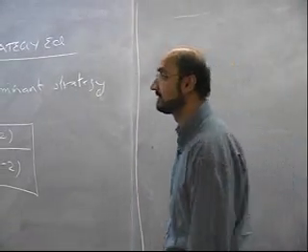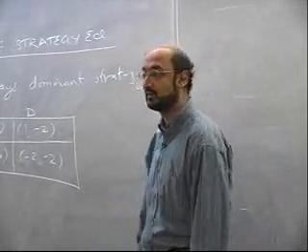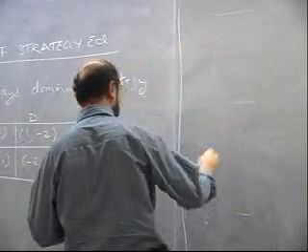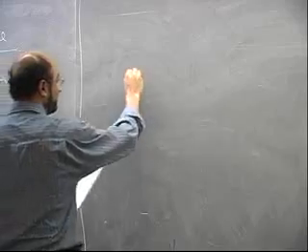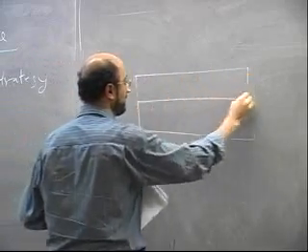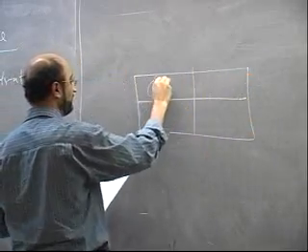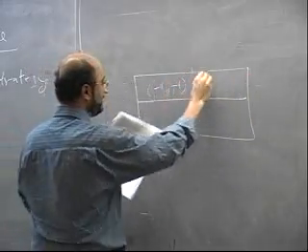Let's do another one. This is a famous example of what's called the prisoner's dilemma, and it shows up all the time. So let me draw the matrix and tell you what it means. So here's the matrix, or bi-matrix actually, as it's called.